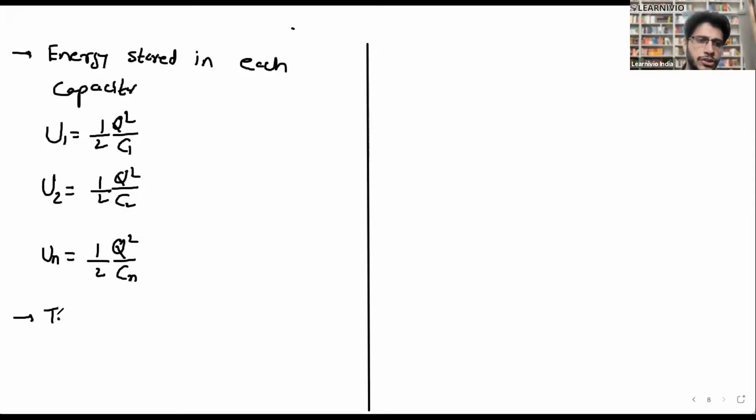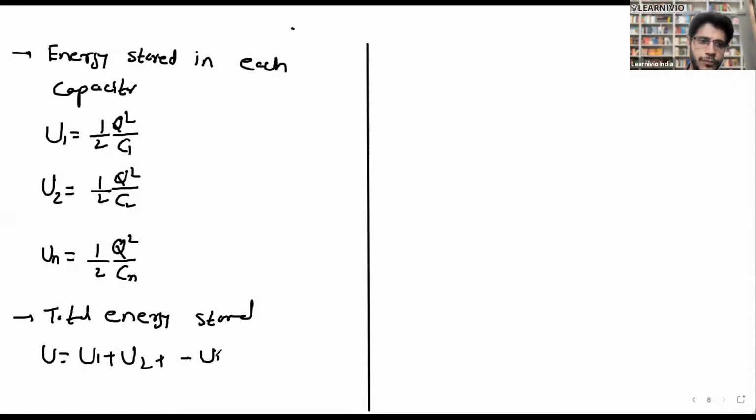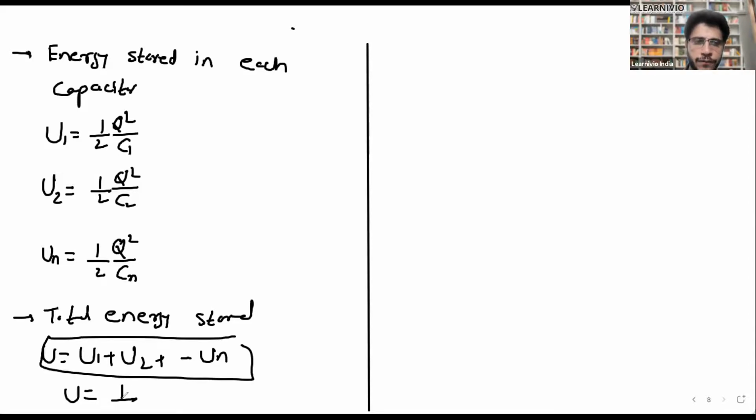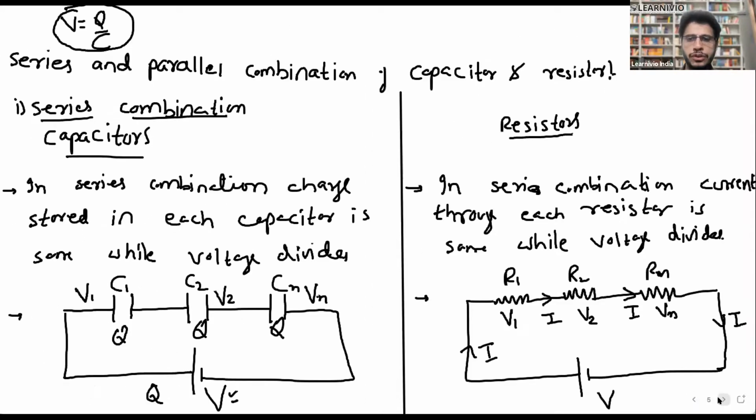For total energy stored, you can do two things. You can either add up the energy stored in each capacitor, or you can write this as half Q square by the equivalent capacitance, C equivalent. So this is about capacitors.